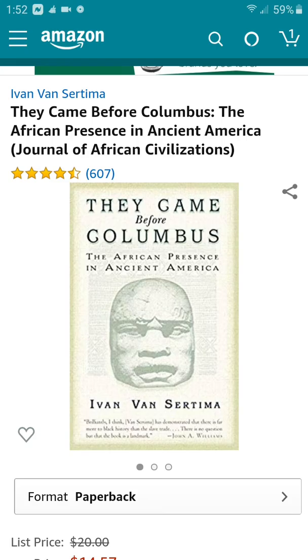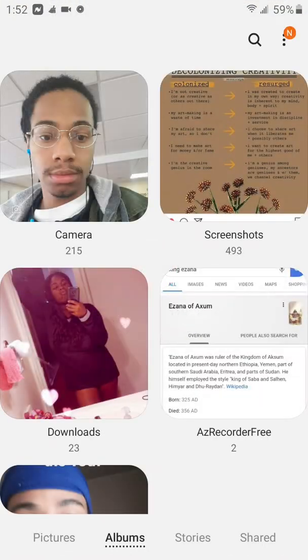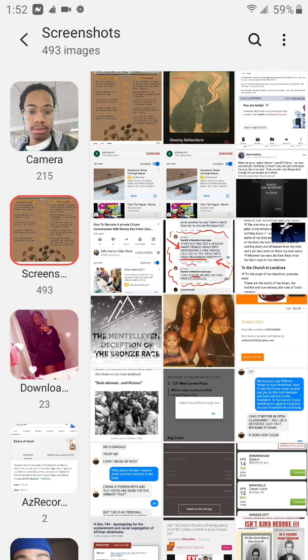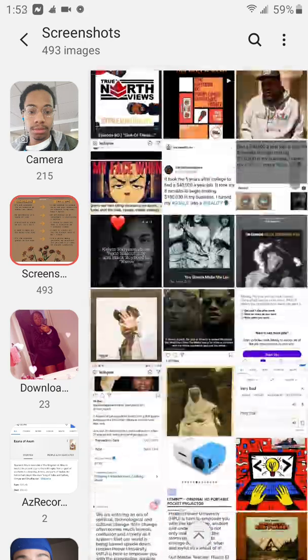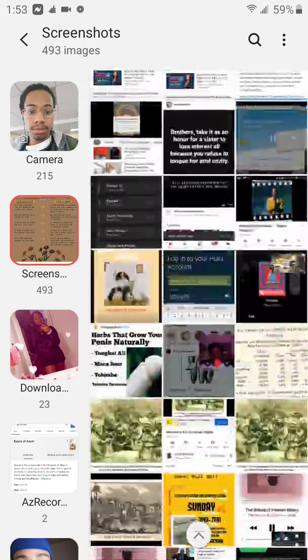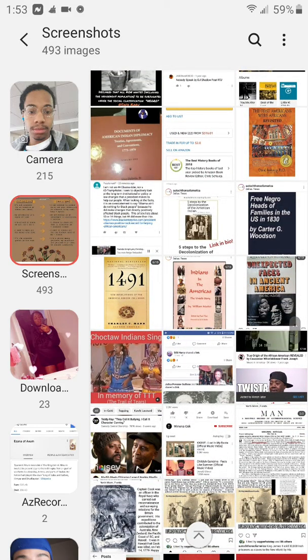And the first Americans were black. The Olmecs, those are black people. Even if you want to get into the Mayans and the Aztecs and all that. Matter of fact, let me see if I still got those images. I hope I didn't delete them out my phone. Let's see. Bam. There you go.